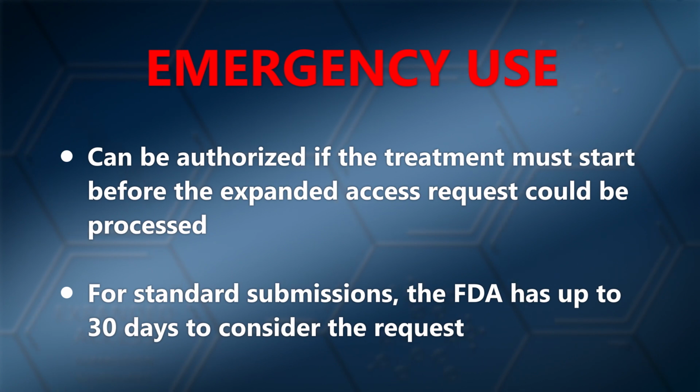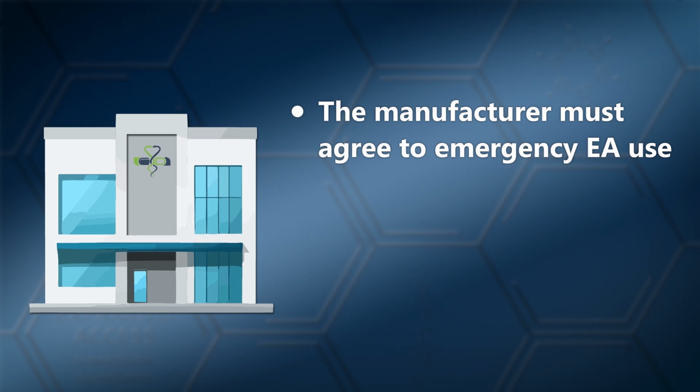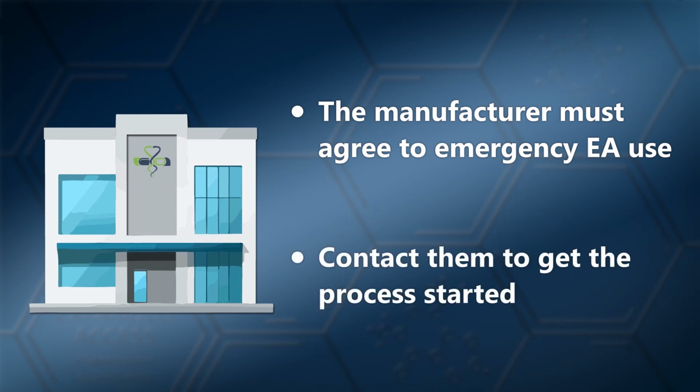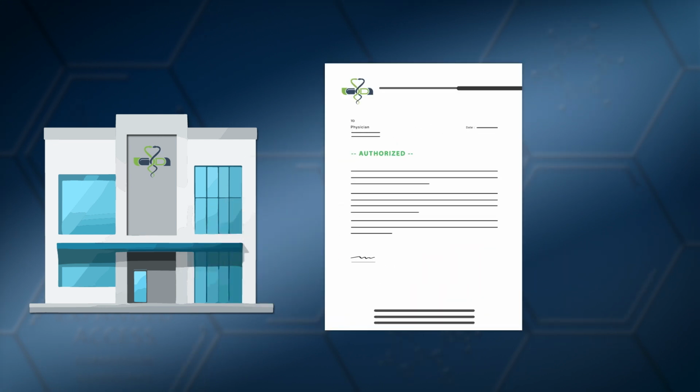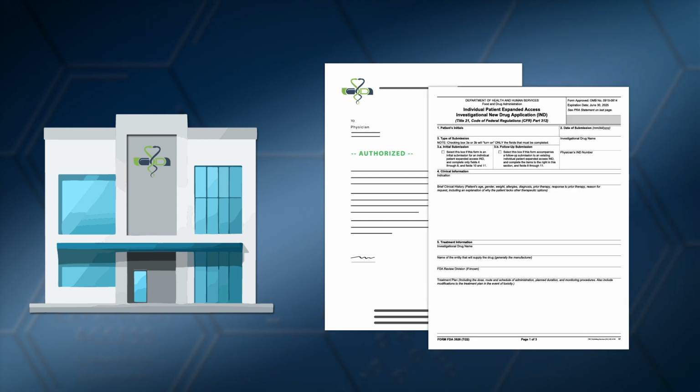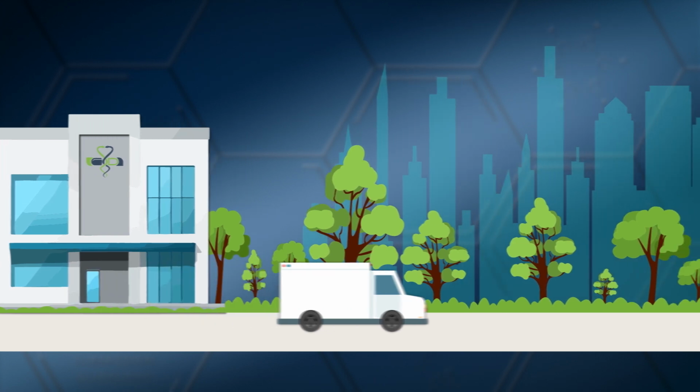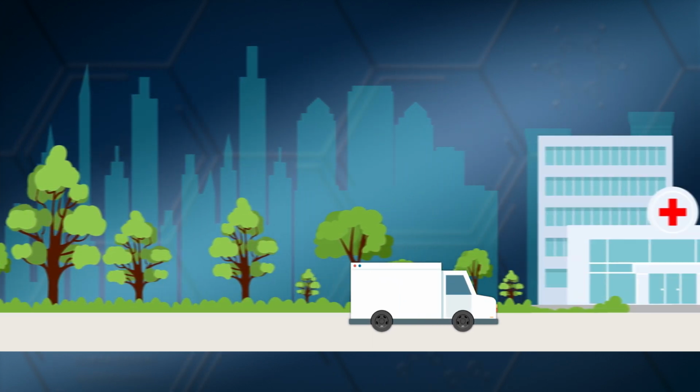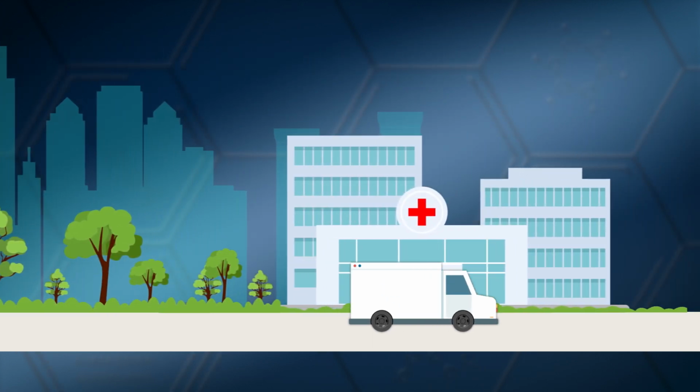For an emergency use request, like any expanded access request, you must first get the manufacturer to approve use of the investigational drug. Contact them and start that process. When the manufacturer accepts your request, they'll provide a letter of authorization, LOA, to be submitted as part of the follow-up report. You should know that getting the drug shipped from the manufacturer to your institution is often the longest step in the emergency request process.